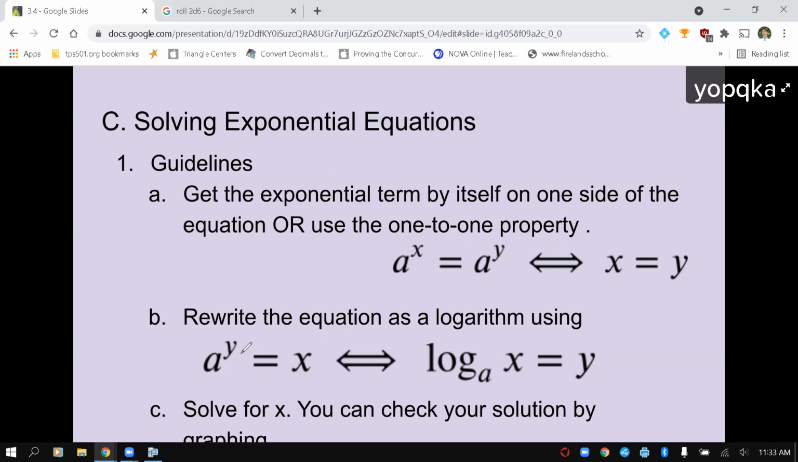Once you have the exponential term by itself, you will rewrite it as a logarithm. And then you'll solve the remaining equation for x. Check your solution by graphing the original. One, two, three. And again, if it's a 1-to-1 property, really you'll just do it in 1, 2. You'll write them equal to each other and then you'll solve it.